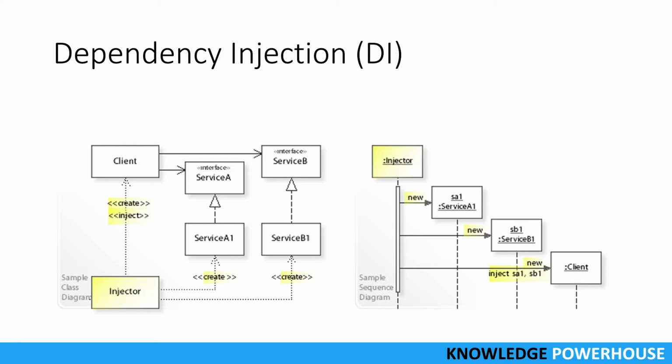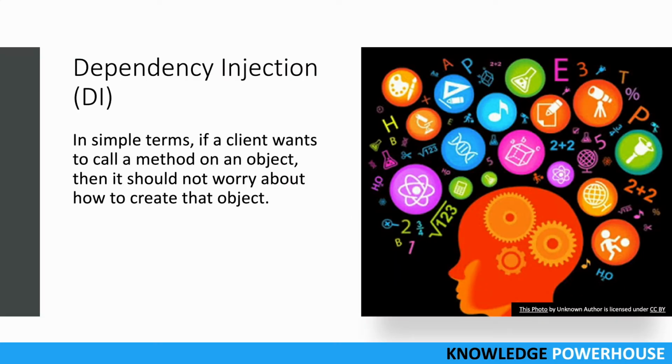If you see the sequence diagram, again here, first the injector starts, then you have a service A instance, service B instance, and then these will be injected into the client, and then the client can start working on these two services. So the client doesn't need to know how these services are created, which means client code is independent of how the objects are created. So the concrete classes creation is the task of the injector. In simple terms, if a client wants to call a method on an object, then it should not worry about how to create that object. The creation of the object is the responsibility of the framework.